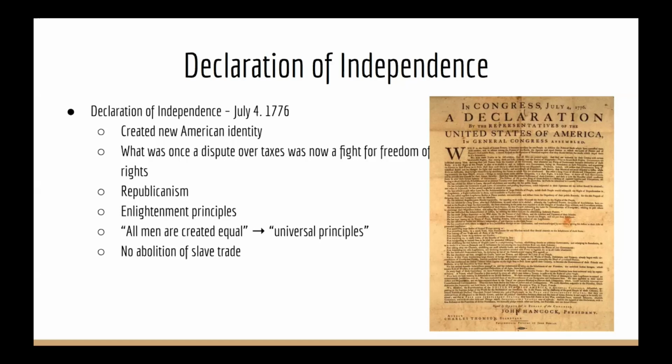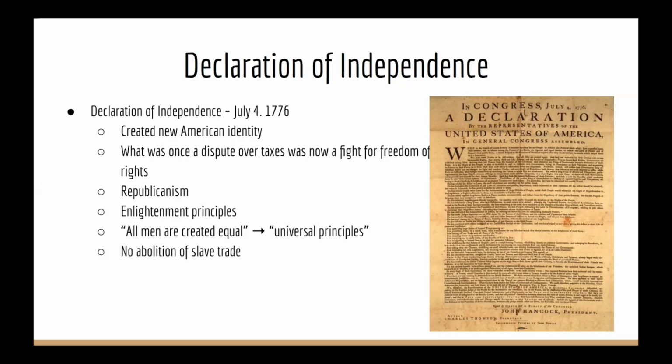The idea that all men are created equal is kind of quoted from John Locke, an idea that the state, or your government, is meant to protect your freedoms and understand your demands. But what Thomas Jefferson didn't add to the Declaration of Independence is the abolition of the slave trade. Obviously, the slave trade and having slaves contradicted these Enlightenment principles and these principles of republicanism.